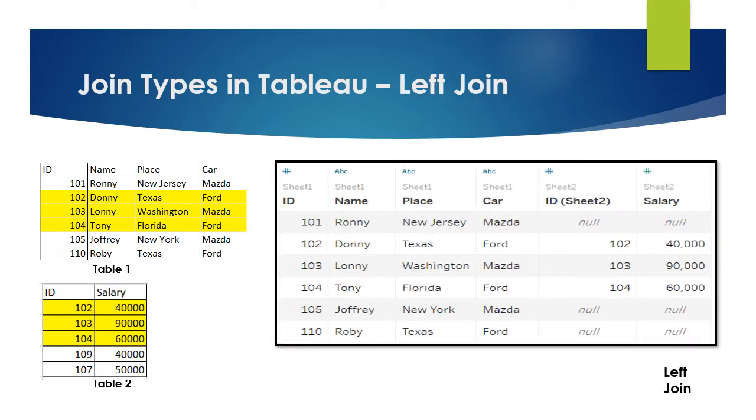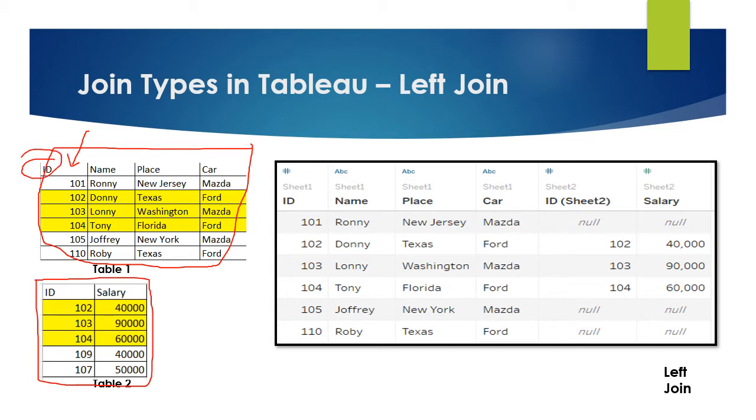In this lecture, as we discussed before, the common field between these two tables is the ID field. If we were to create a left join on these two tables based on the ID field, what we're going to see is all the data from the left table combined with the data from the right. As you can see, we have 101 to 110 shown.